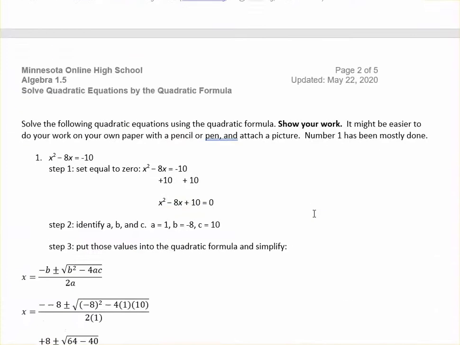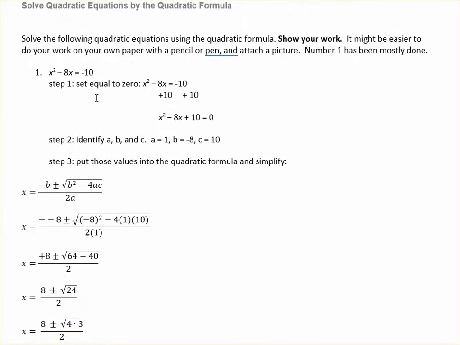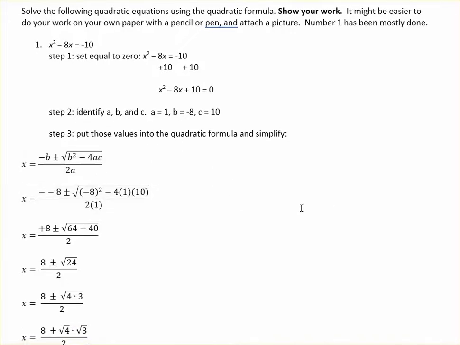All right, so let's look at an example. Number 1 has been set up for you. I've already set it up equal to 0. So there we go. I've already identified a, b, and c, and I've already put those values into the quadratic formula. Now I used Microsoft Word, and this is an equation tool that I used to set this up.